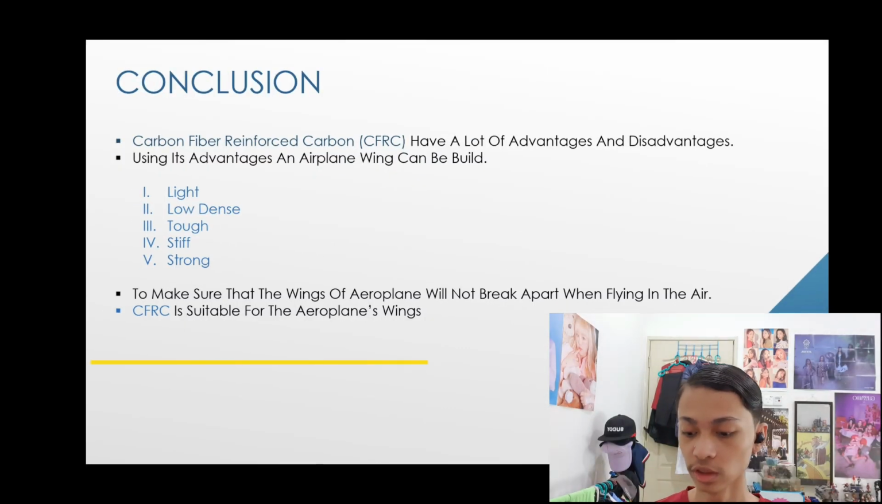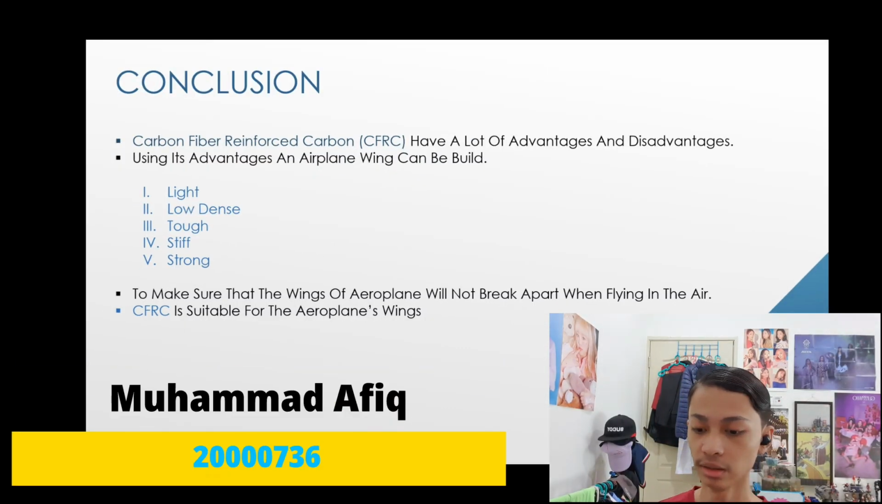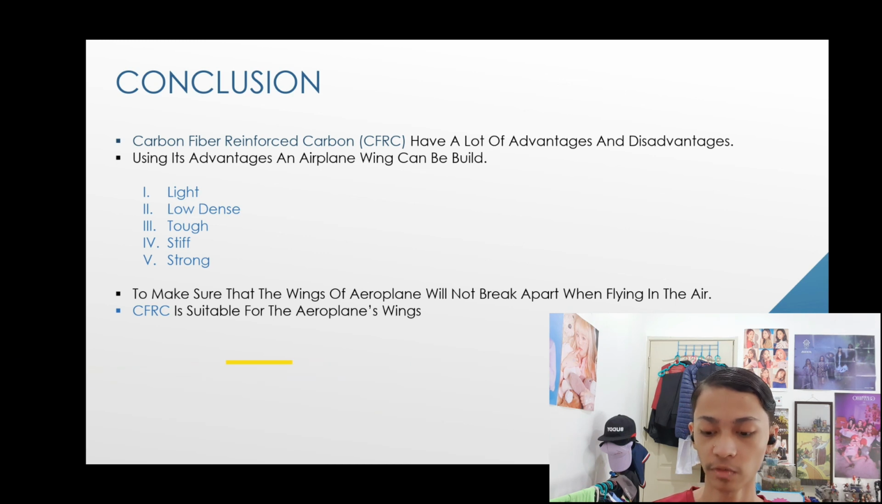So in conclusion for this project-based learning project, carbon fiber reinforced composite, which is CFRC, has a lot of advantages and disadvantages. Using its advantages, airplane wings can be built because it is light, low density, tough, stiff, and also strong. It is also to make sure that the wings of the aeroplane will not break apart when flying in the air. And CFRC is also suitable for the airplane wing.